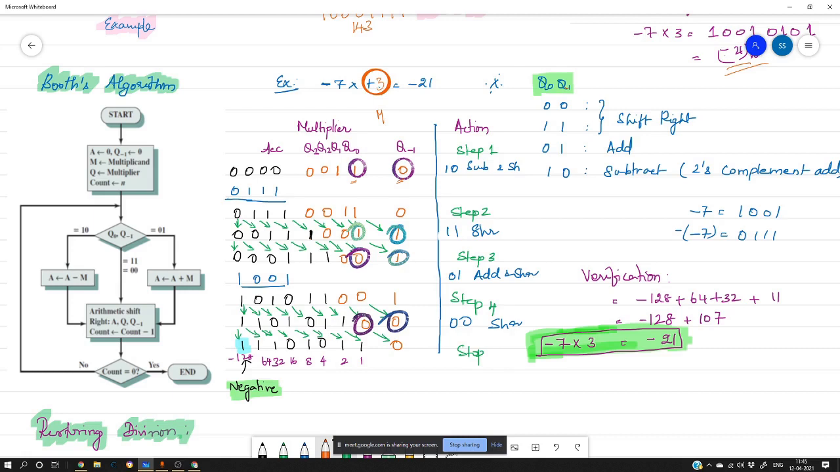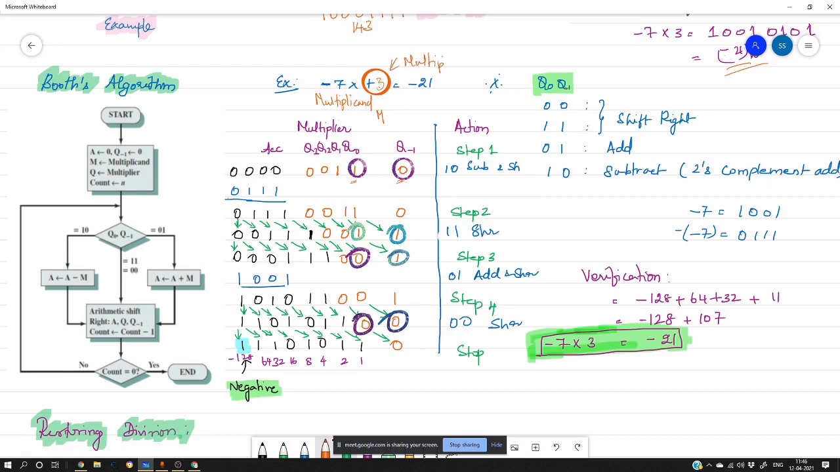So what is the multiplier and multiplicand here? If the problem is minus 7 into plus 3, minus 7 is the multiplicand. So you have to subtract the multiplicand, and 3 is the multiplier.